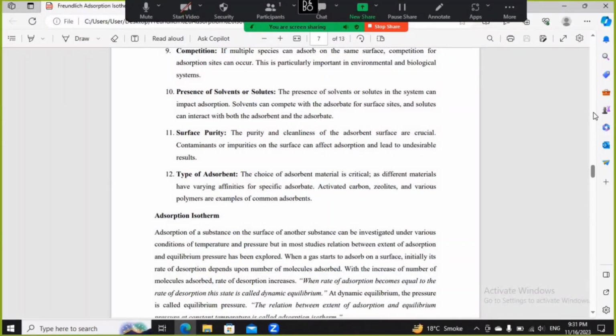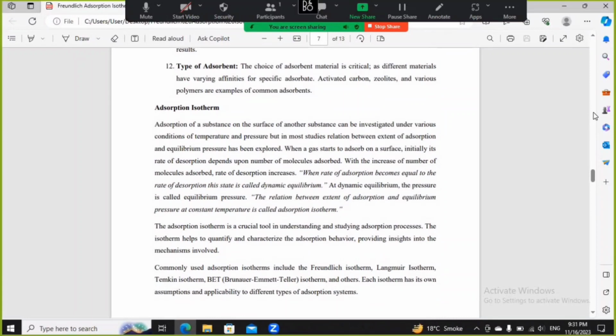The next factor is the type of adsorbent. The choice of adsorbent material is critical, as different materials have varying affinities for specific adsorbates. Commonly used adsorbents include activated carbon, zeolite, and various polymers. Now, what is adsorption isotherm?